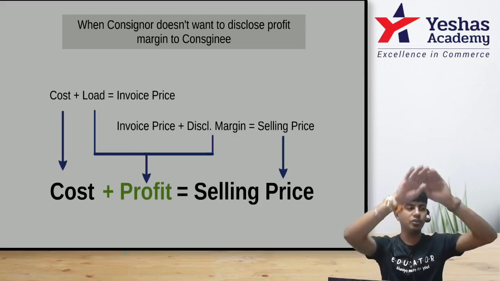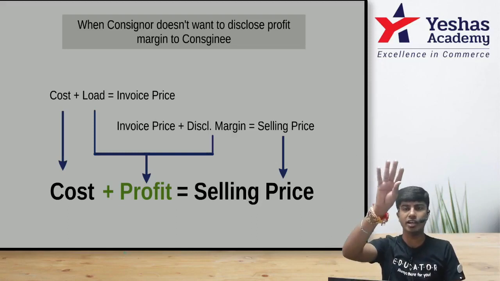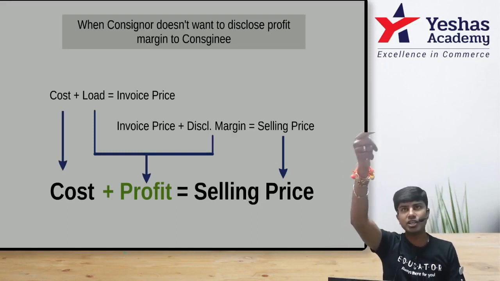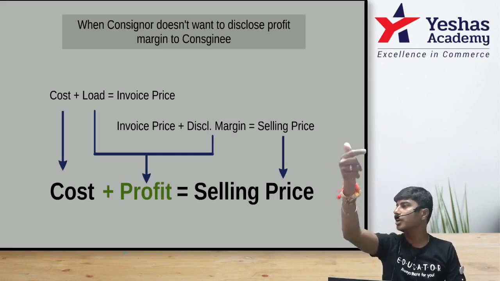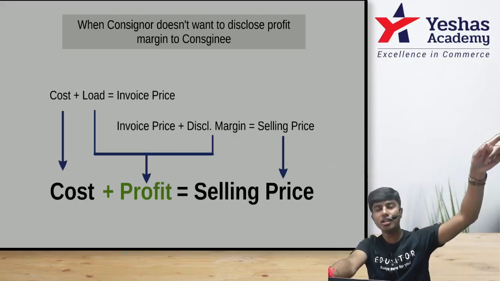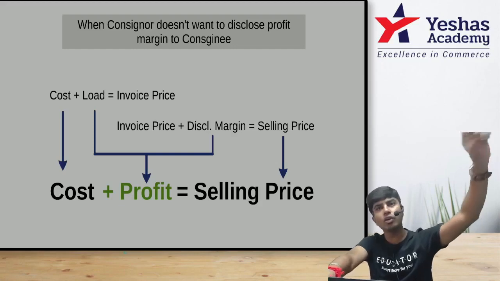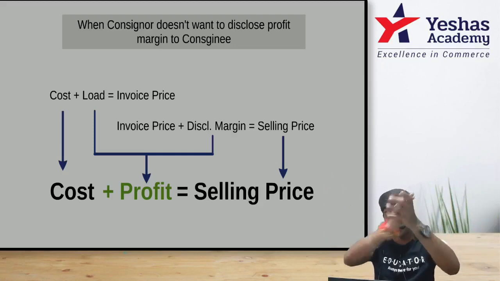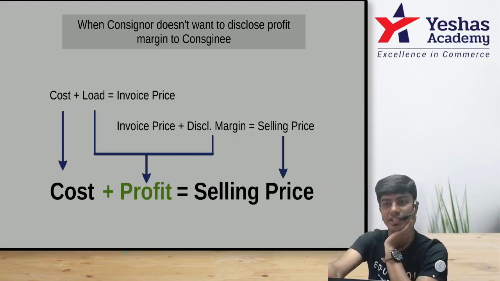On the debit side, we write goods sent on consignment. It should be cost 100, but I've written 120 invoice price, or 130 invoice price. I should deduct 30 rupees load, but I cannot deduct. So what do I do? I write on the credit side of the consignment account a load of 30. So 130 I write on debit, 30 I write on credit, and the difference will be 100. So cost is correctly adjusted.